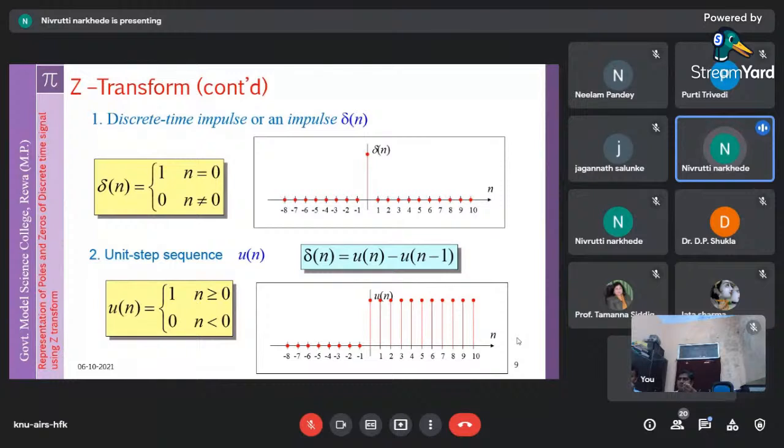That is, there is a jump at n equal to 0, and the jump continues toward the right side with magnitude 1. That means when n is less than 0, the value of u[n] is 0, and when n is greater than or equal to 0, it is 1. So that is the unit step function.